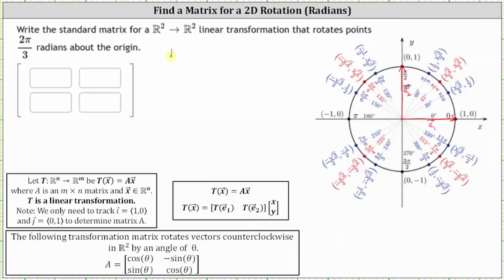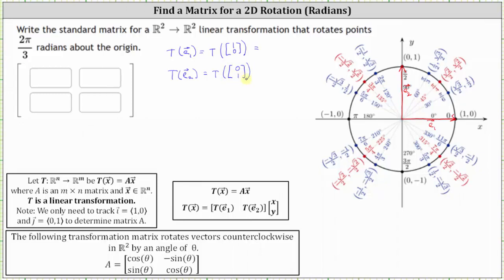So let's see if we can determine the transformation of the vector E sub 1, which again is a transformation of the vector 1, 0. Let's also determine the transformation of the vector E sub 2, which is equal to the transformation of the vector 0, 1.